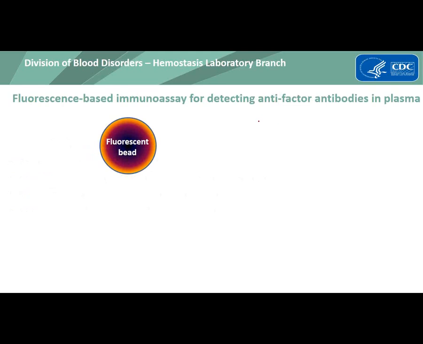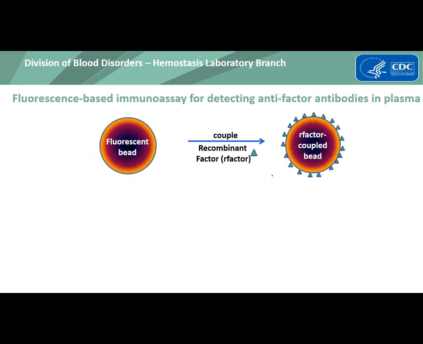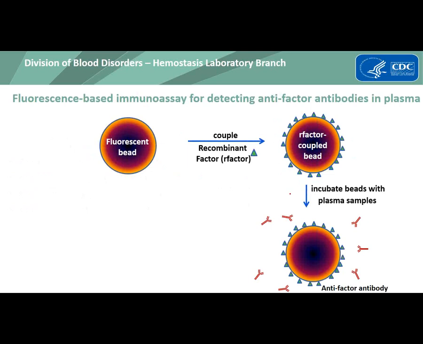And so with that, I'll take the next slide to quickly describe how our fluorescence-based immunoassay for detecting anti-factor antibodies in plasma works. It's a simple assay that requires a fluorescent bead, which is coupled then to recombinant factor VIII or factor IX, depicted by triangles. This bead is then incubated with dilute plasma samples. Any antibodies in the plasma are then allowed to bind to the factor conjugated to the bead.